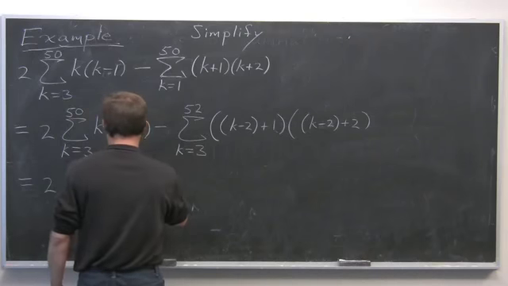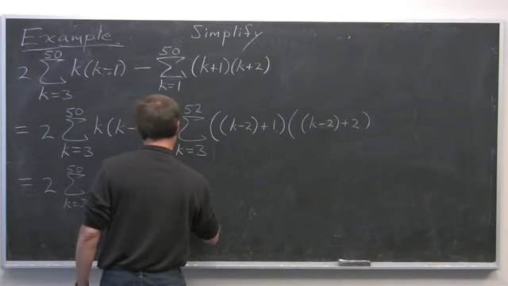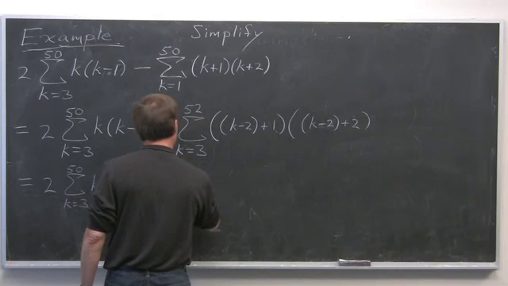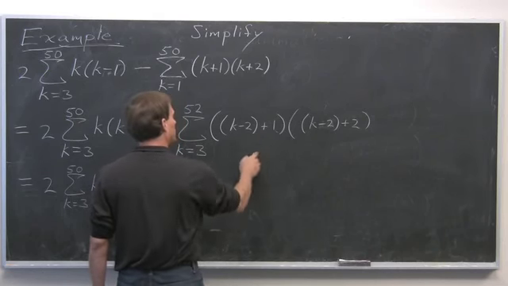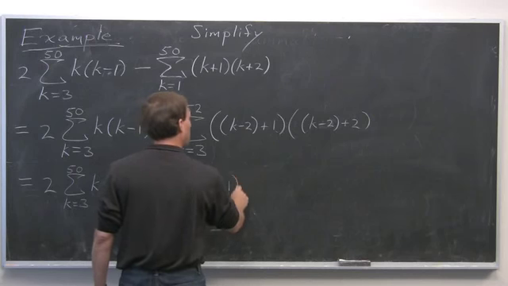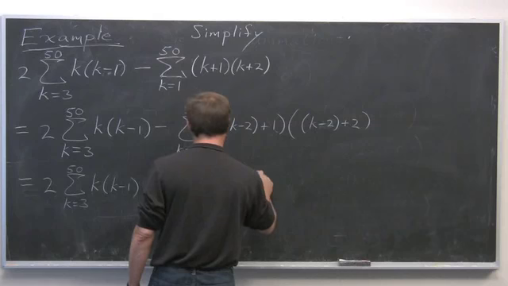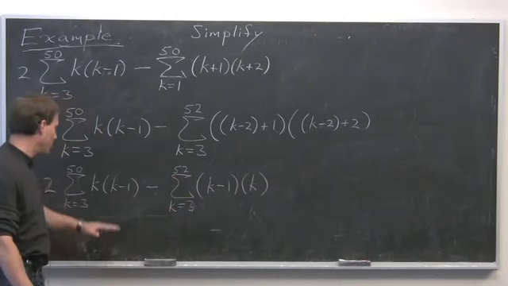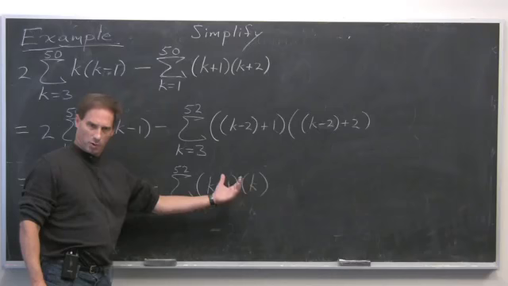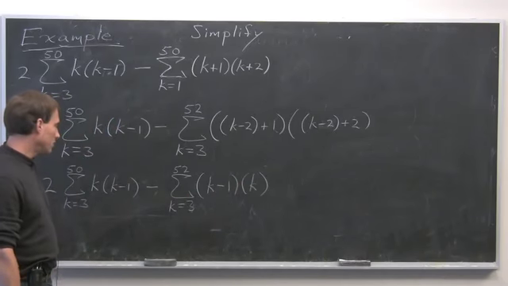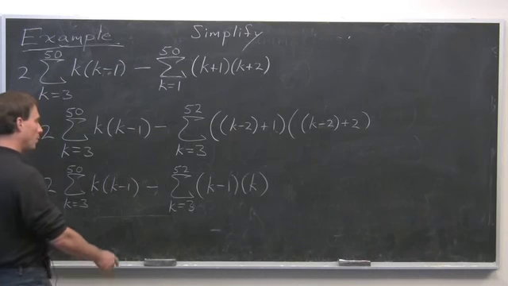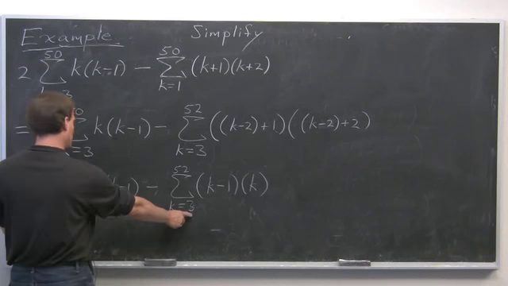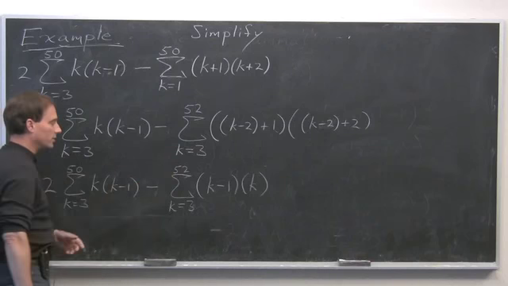And now this part is minus the sum as k goes from 3 to 52 of, well now this is k minus 1, and this is k, oh. So the terms in our summation, k times k minus 1, are the same. The order is different, but multiplication is commutative. So that's the same as k times k minus 1. But now we've got the range of our summations different. Yeah, they both start at 3. This one ends at 50. This one ends at 52.